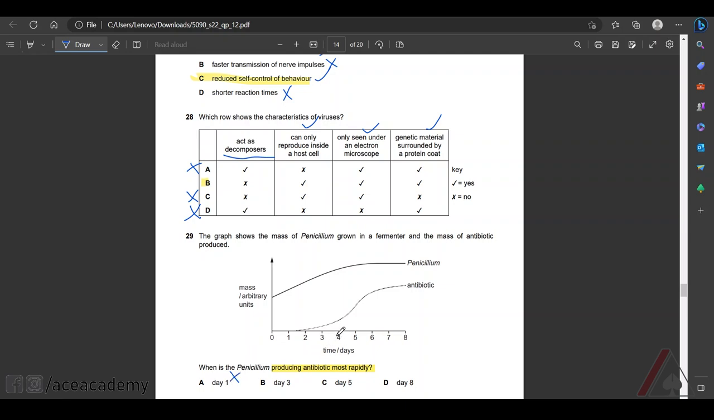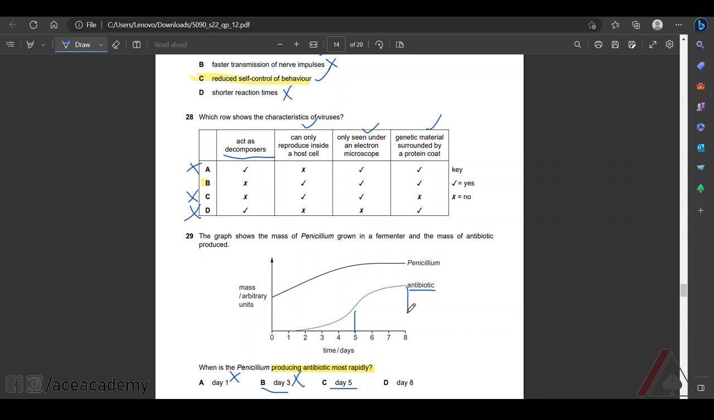At day 3, mass of antibiotic increases. The gradient is also increasing. It's obviously higher than A, so B is more likely to be our answer than A. But let's look at the other options. Option C, day 5. At day 5 here, we can see a rapid increase in mass, highly increasing gradient of the antibiotic curve. So yes, C is more likely to be our answer than B. We can just rule out B here. B is wrong.